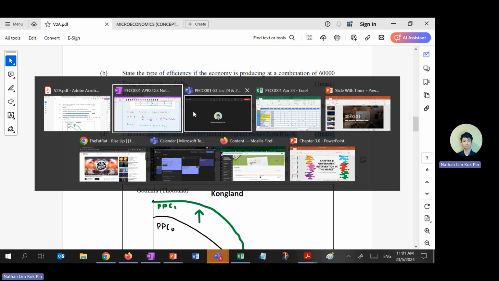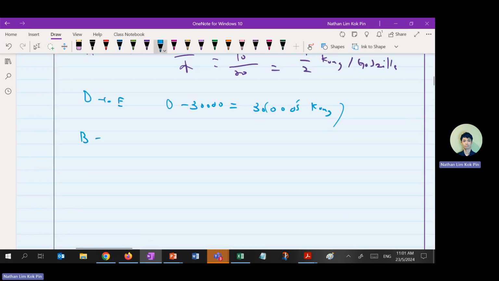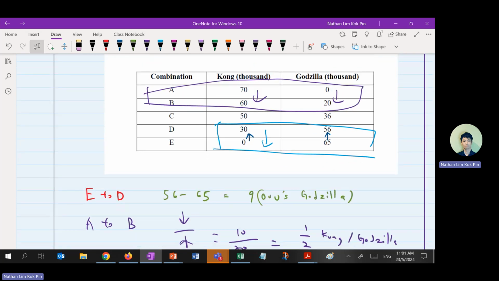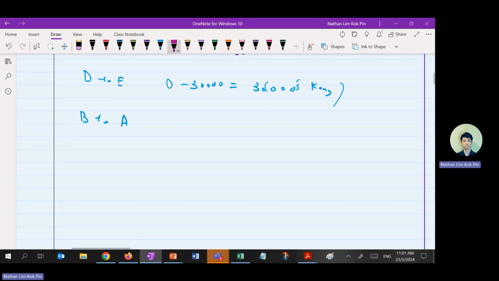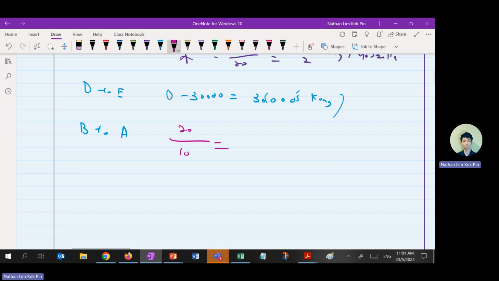If it's B to A, this is your B to A. What's the answer for B to A? Same thing. Which one is decrease, which one is increase? Godzilla decreases, right? So it should be Godzilla on top divided by Kong 10, so it should be 2 Godzilla per Kong. This one I marked wrong.